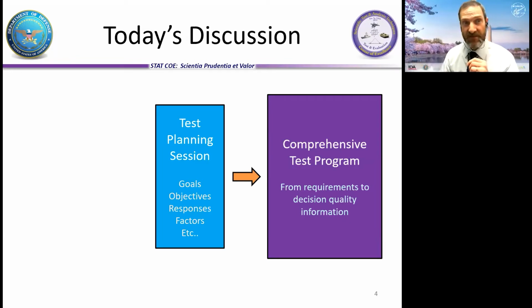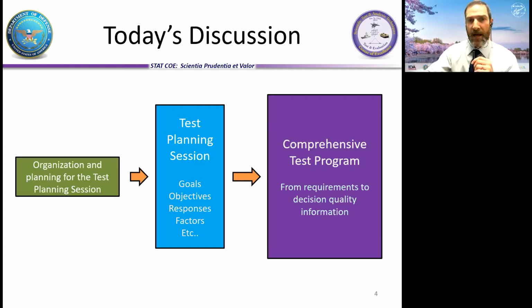So we have a comprehensive test program, the purple block, and that's going to start with one of the building blocks, a good test planning session. That's the little blue block I put in the middle. We're going to come up with goals, objectives, responses, factors, and a lot more that has been talked about. Now we're going to take a step back from there, and we're going to say organizing for that test planning session is another step in this.